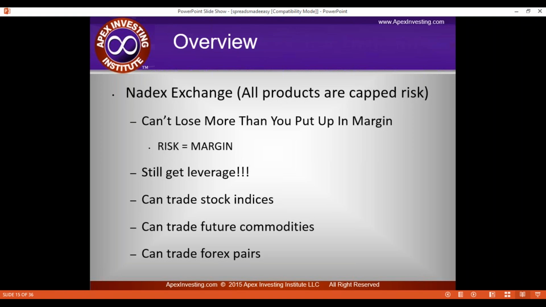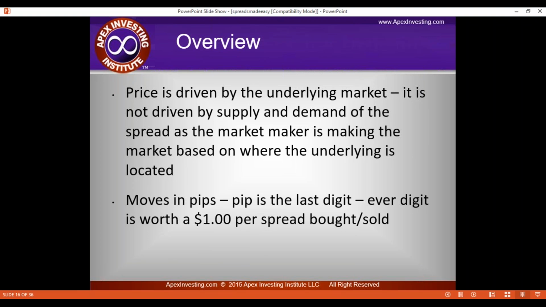You can trade stock indices, U.S. stock indices, some overseas indices, you can trade futures, commodities, and Forex pairs. And the price is driven by the underlying market. It's not driven by supply and demand of the spread, as the market maker is making the market based on where the underlying is. So Nadex spreads are a great way to emulate the actual move of the actual market.